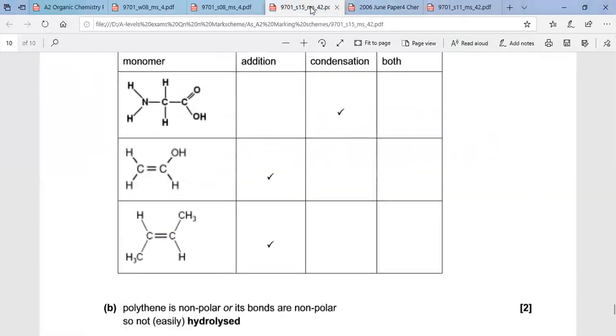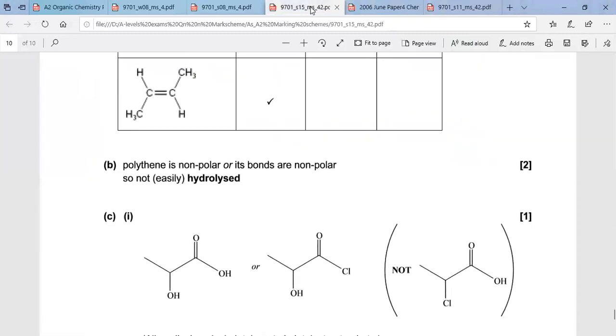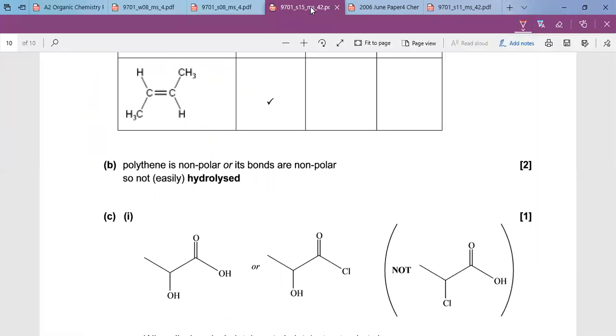Probably this one. Yes. See, it says in the question, later we'll look at the question. Okay. In the question they say, why polyethylene is not biodegradable. 2 marks, no? The first mark is polyethylene is non-polar. Its bonds are non-polar. Therefore, it does not easily undergo hydrolysis, not easily hydrolyzed.